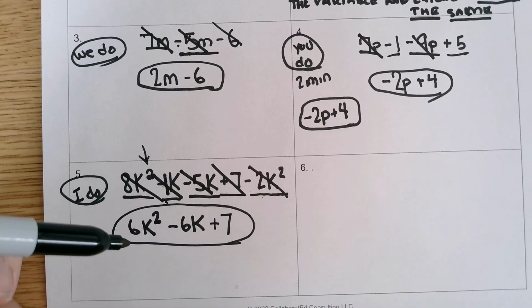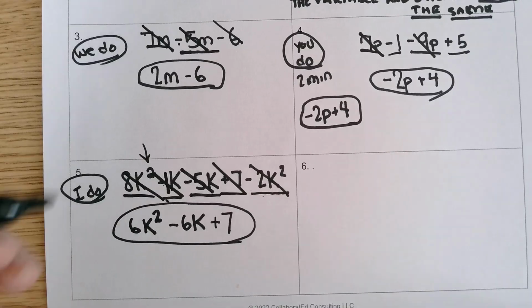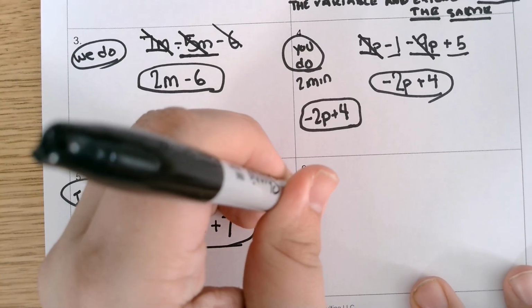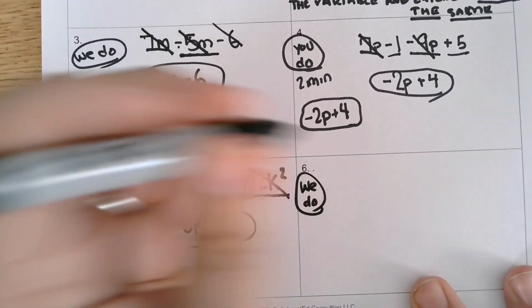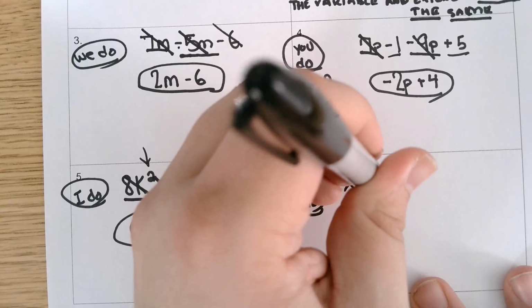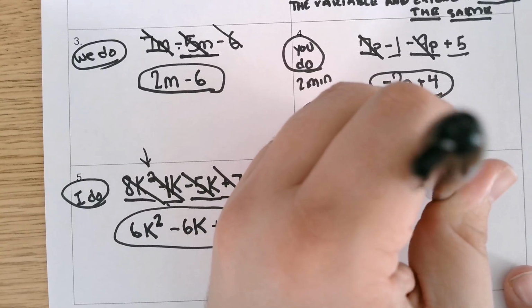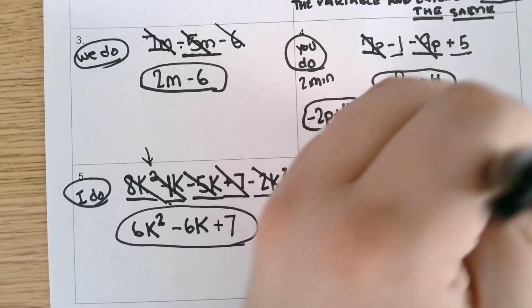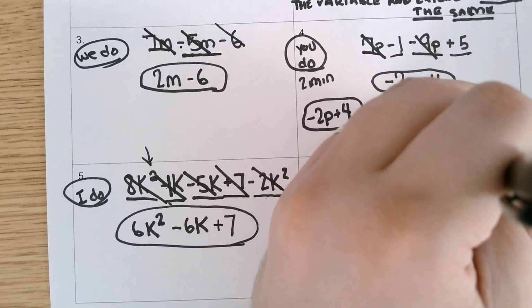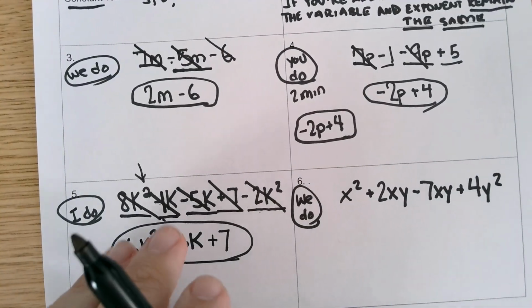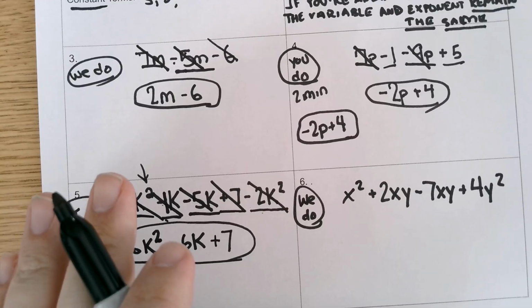Let's go to box 6. So we do x squared plus 2xy minus 7xy plus 4y squared. This tripped up a few people in class, so think about this one. Okay.